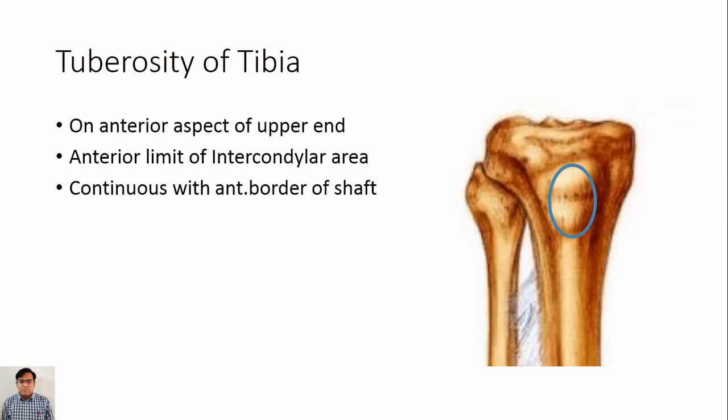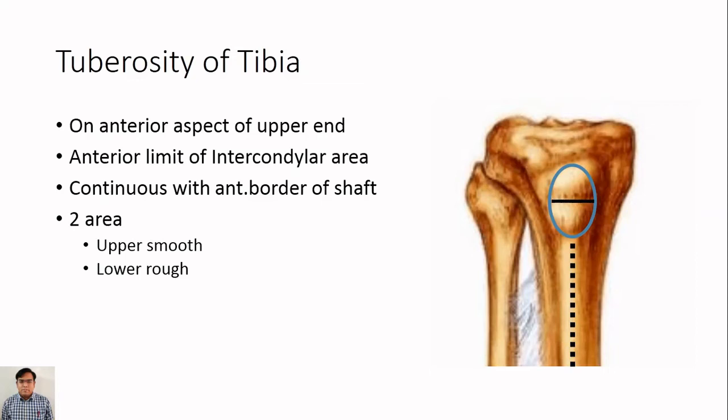and it continues with the anterior border of the shaft. This is the anterior border, black dotted line, and the tuberosity of tibia is divided into two areas by this transverse line: upper smooth area and lower rough area.